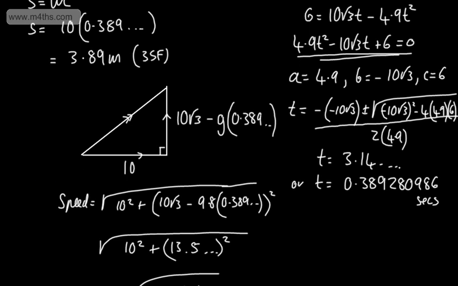Okay, let's have a look at another question. A tennis ball is hit from a height of 2.45 meters above horizontal ground. Initially it travels horizontally at a speed of 20 meters per second as shown in the diagram. In part A it says show that the time taken for the tennis ball to reach the ground is 0.70 seconds, correct to 3 significant figures.